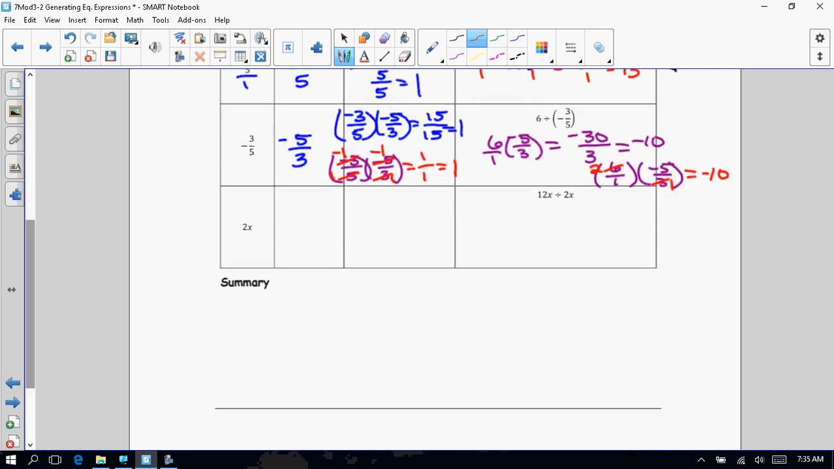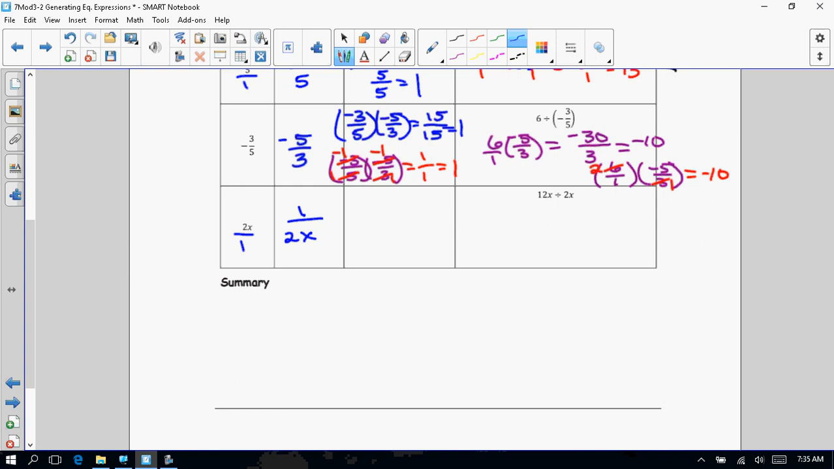2x. I don't know what x is, but it's not going to confuse me. You know why? Because I know it's a number. I don't know what number, but it is a number of some form. But I also know 2 is a whole number. I can always put my whole number over 1. So what is the multiplicative inverse of 2x? It is 1 over 2x. Okay, just take it and make it the reciprocal.